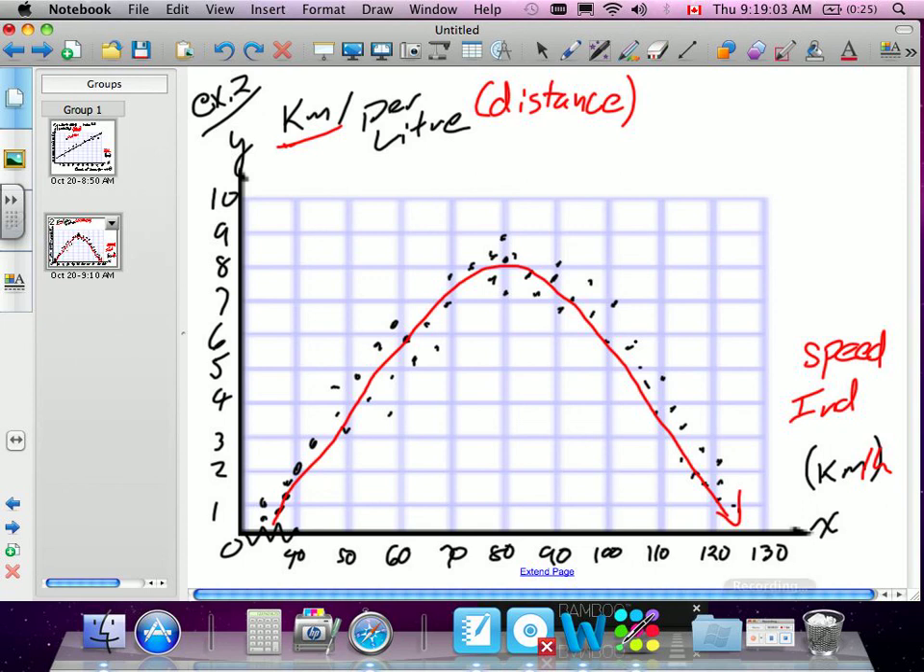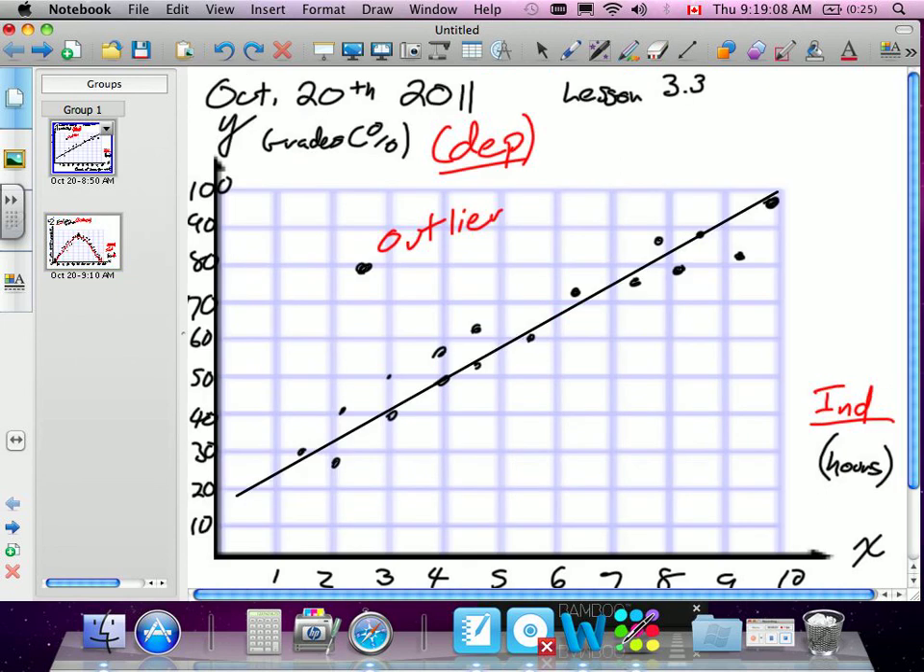Now, what I want to compare is our first line. What type of equation or function is this? Linear. That's right. We have a straight line. This is a linear function. So apparently the more hours we spend studying, the greater our grades got.